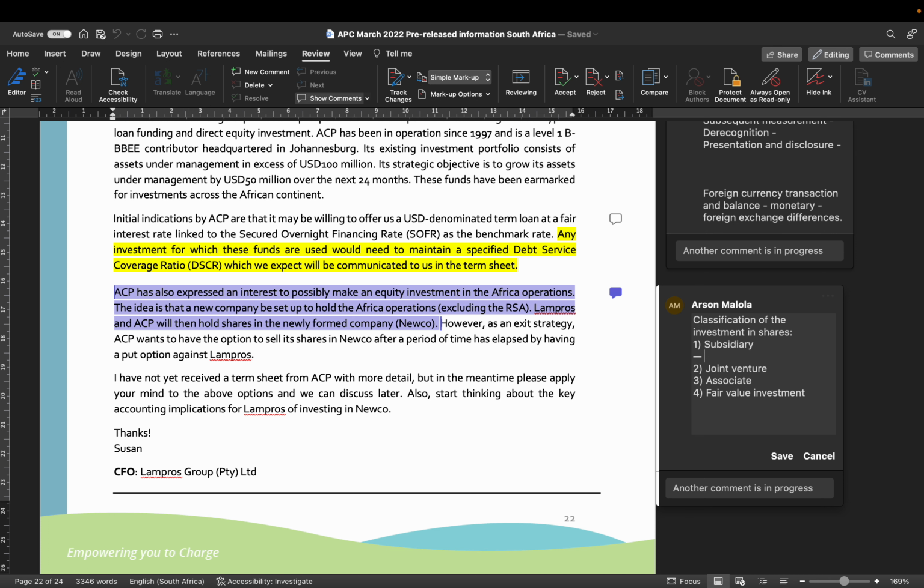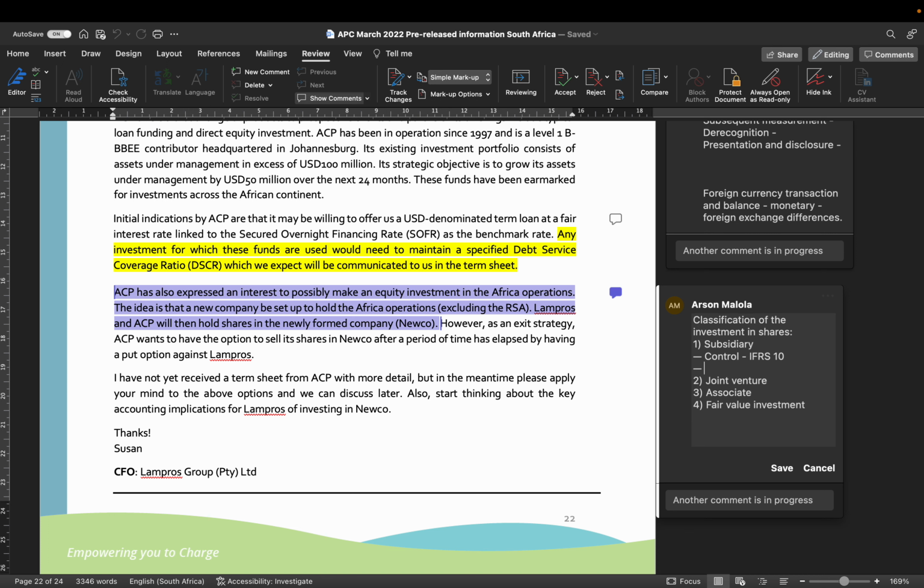But also be very careful when you perform your research, because you could find yourself in a position where you don't consider enough. So for instance, when considering whether or not the investment in NewCo is a subsidiary of Limpros, we would need to consider the control definition in IFRS 10, right?